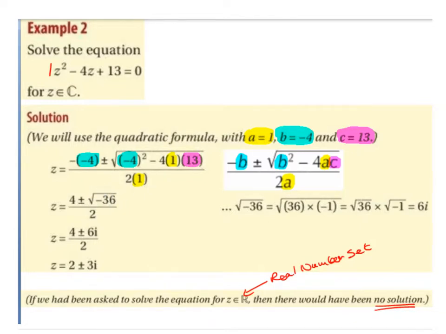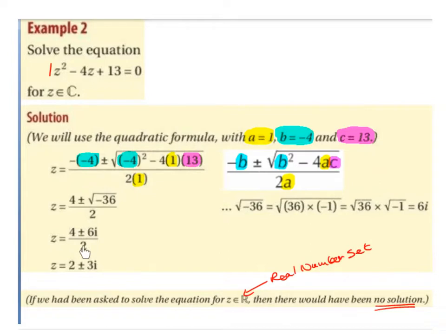Now the square root of minus 36 can be broken down as the square root of 36 multiplied by the square root of minus 1. And the square root of 36 is 6, and the square root of minus 1 is I. We have to learn this off by heart. The square root of minus 1 is equal to I. So the square root of minus 36 is actually 6i. So that's where the 6i comes from.